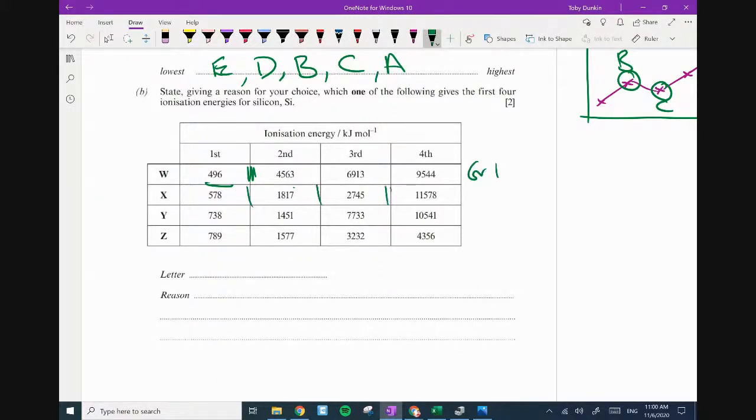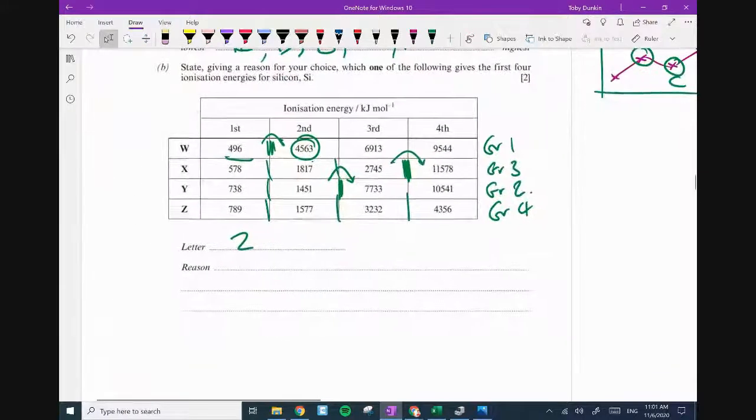Next one. Easy, harder. Whoa! Massive. That's group 3. Next. Easy, harder. Whoa! That's huge. It's group 2. Next one. No real jump. It's group 4. There's no massive jump here, guys. Look at that. For Z, they've got to 4,000, and they've done that with W in the second one. That's ridiculous. That's group 4. Z is silicon. Reasoning. Steady increase in ionization energy.